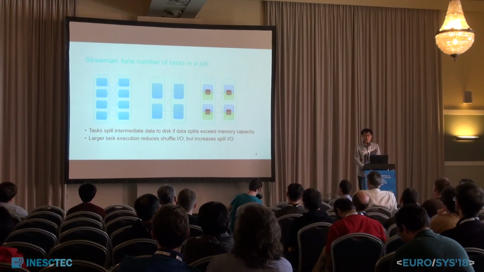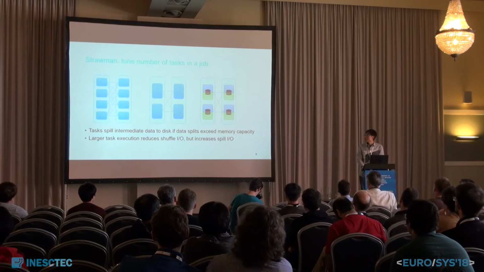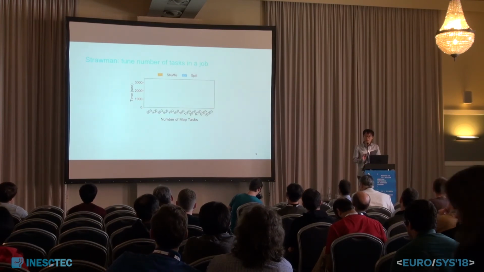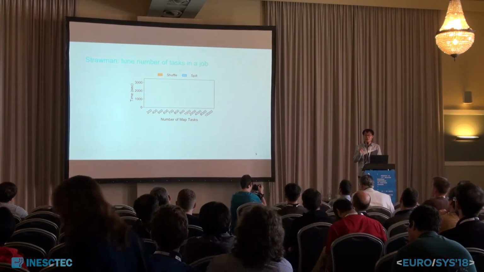As we can see from here, if you run a small number of large tasks, that will give you less shuffle overhead, but inevitably that will incur a huge disk spill overhead. So there is an inherent trade-off between the shuffle I/O and the spill I/O.